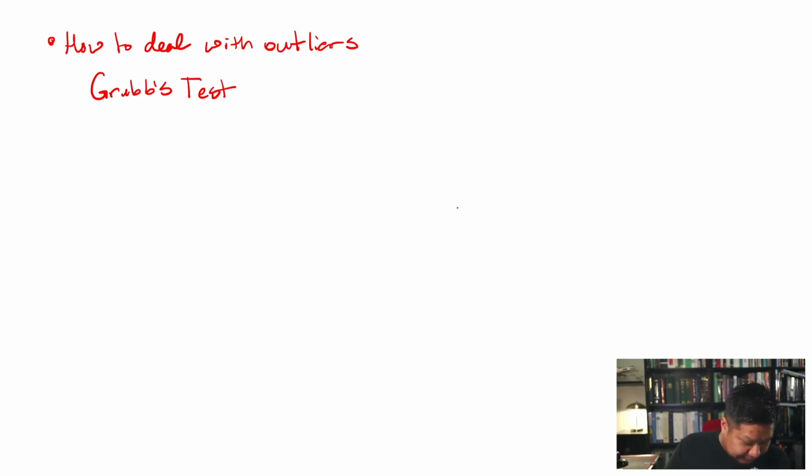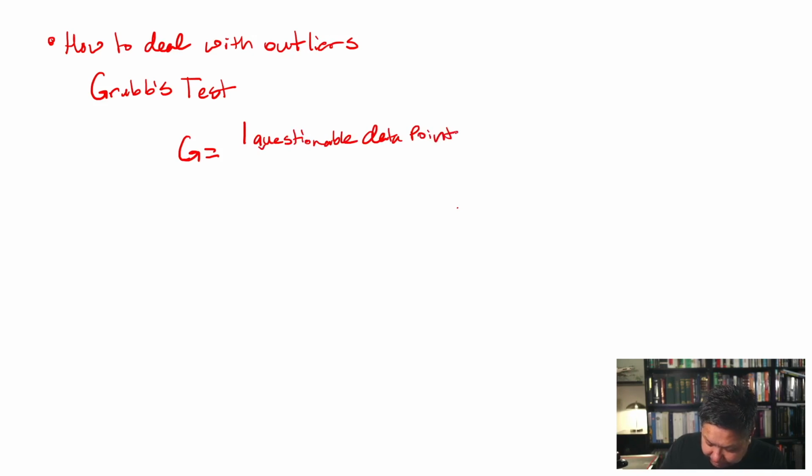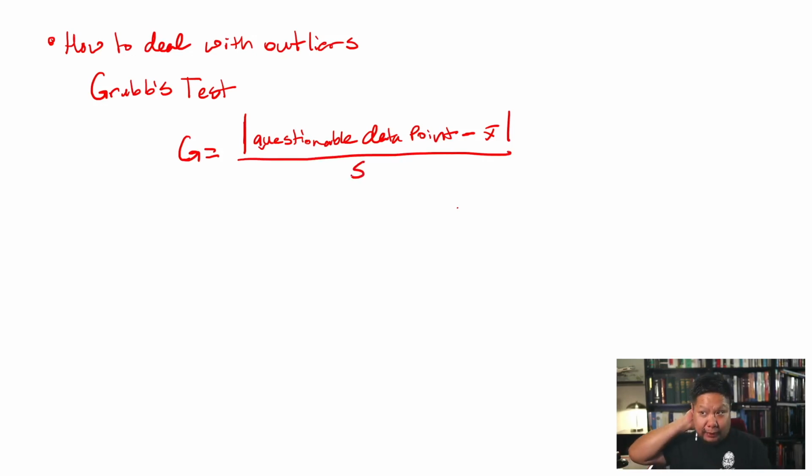And so the Grubbs test is simply this, right? G equals the absolute value of the questionable data point, there's got to be an easier way to abbreviate this, but I'm just going to write it all out, the absolute value of the questionable data point minus the mean, all divided by the standard deviation. Okay? It's that simple.